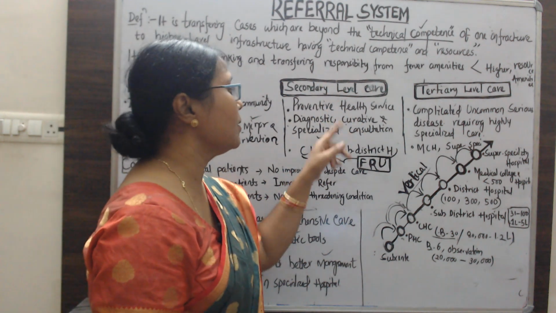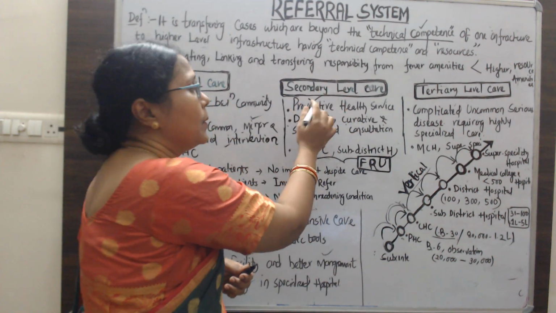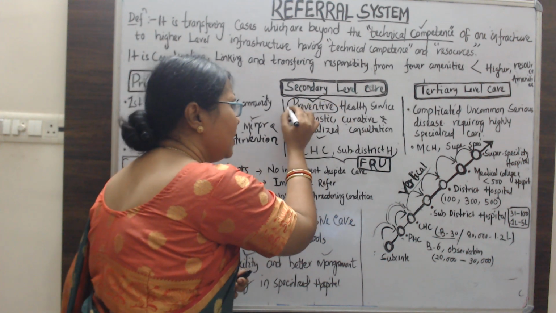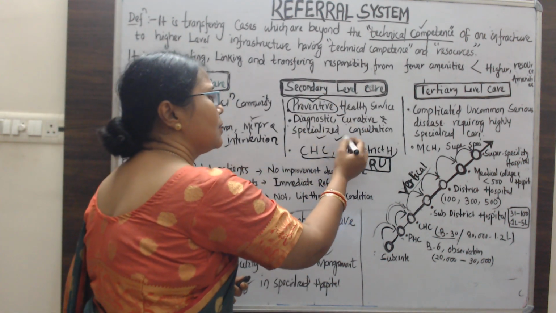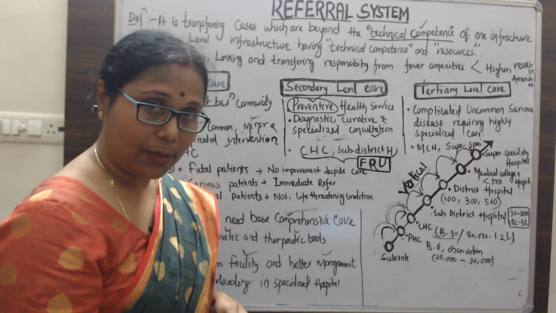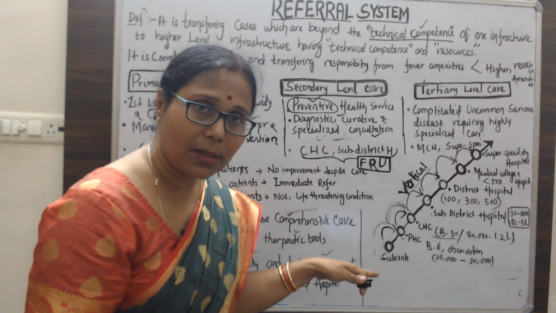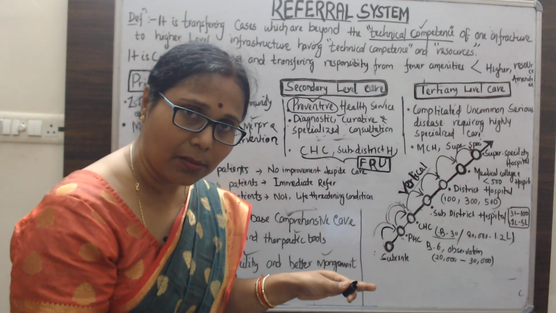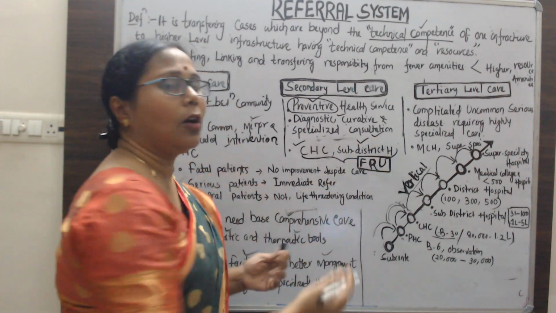Next, go to the secondary level. In the secondary level, preventive health services are provided. Here diagnostic, curative and specialised consultation are also available. This is called the first referral unit. The organizations that come under the secondary level are the community health center and the sub-district hospitals.